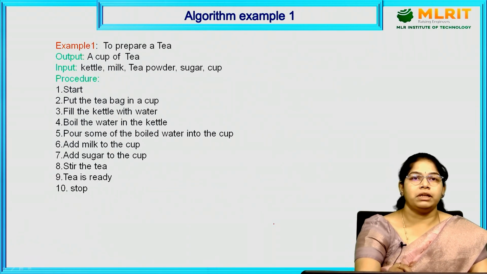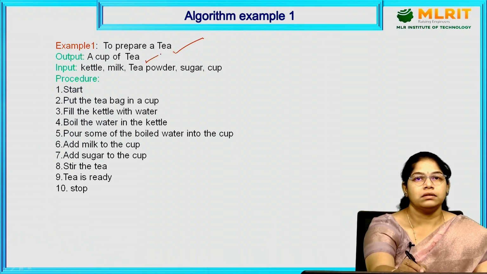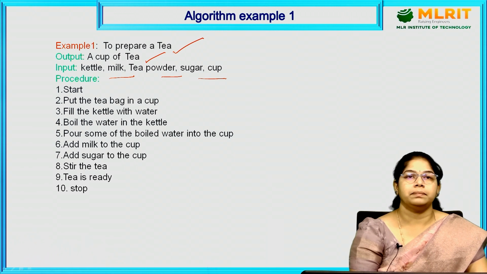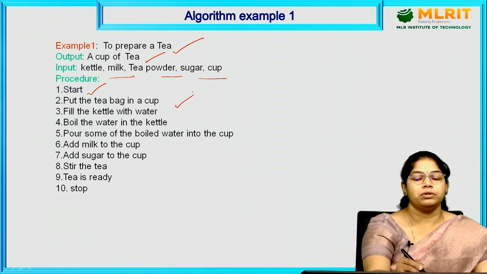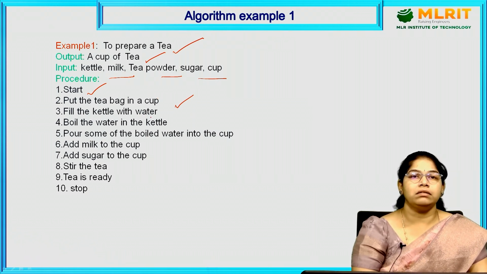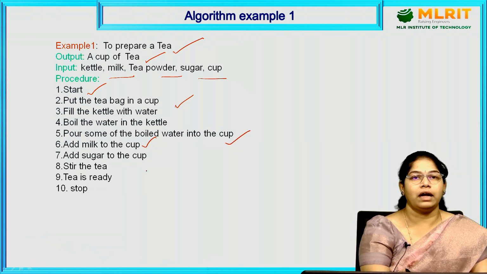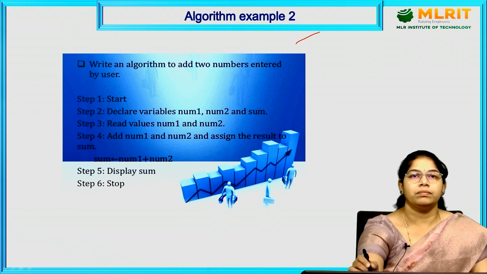Let's go with an example. First one is how to prepare a tea. To prepare a tea, the output is a cup of tea and the inputs are kettle, milk, tea powder, sugar, and cup. Step 1 is start. Put the tea bag in a cup. Fill the kettle with water. Boil the water in the kettle. Pour some of the boiled water in the cup. Then add milk. Add sugar. Stir the tea. Tea is ready. Then stop.